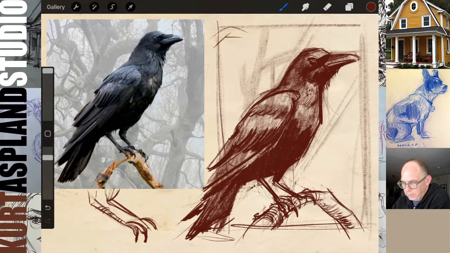Slowly following the course of some of these trunks, tree trunks, branches, keeping it light.